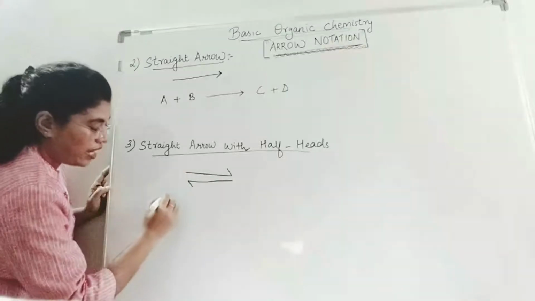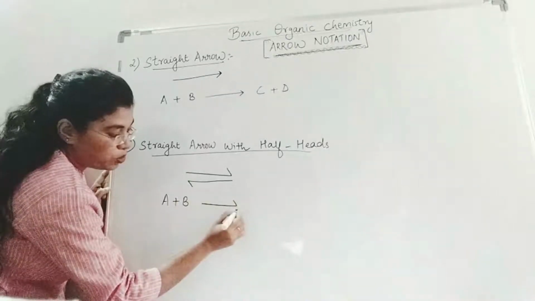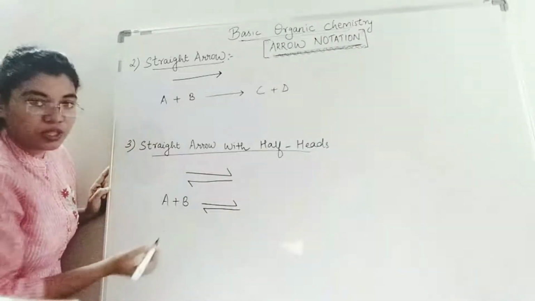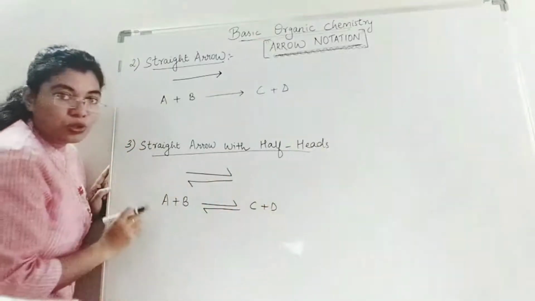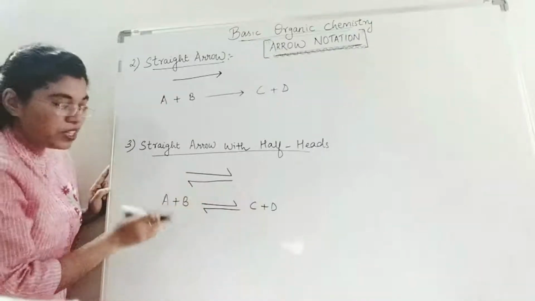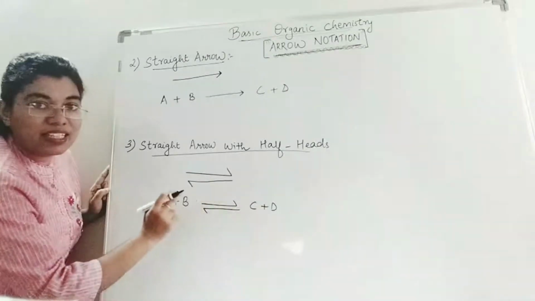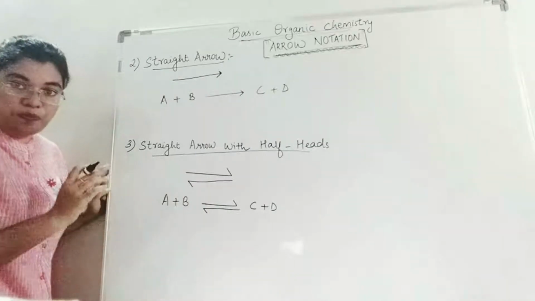Okay, suppose I have A plus B. Then I'll put this arrow mark. Okay, then I'll get C plus D. So this shows that there is a reversible reaction between this and this. Okay, so this arrow mark depicts that this reaction is a reversible reaction.